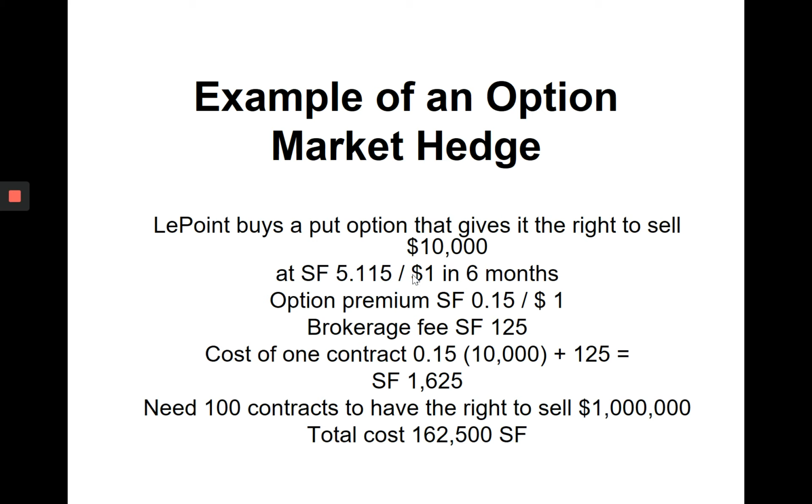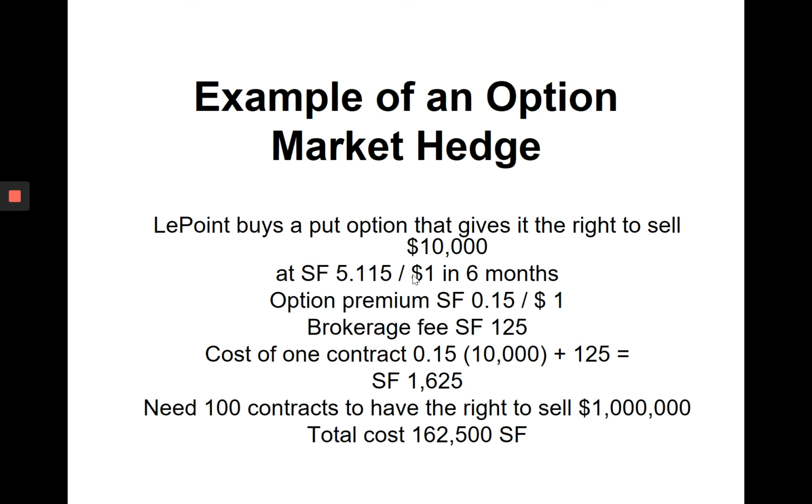Back to our story about this option. You pay an option premium because it's not a fair contract. You compensate the other party for giving you a right but no obligation. And that option premium could be expensive. In our example, it's 0.15 or 15 Swiss franc cents for every dollar that we exchange.